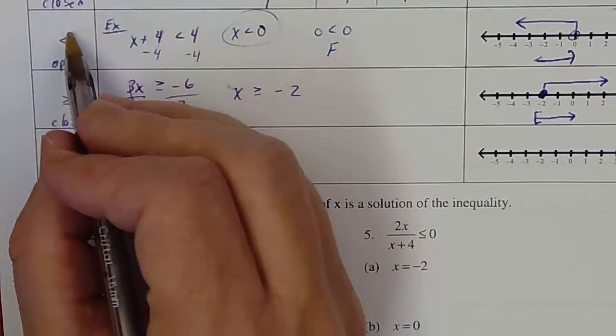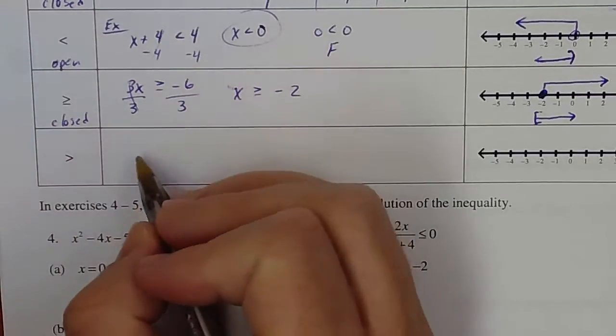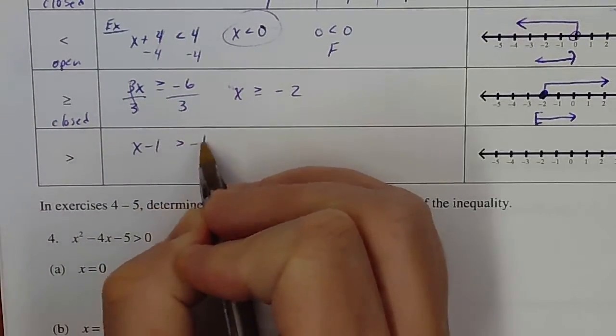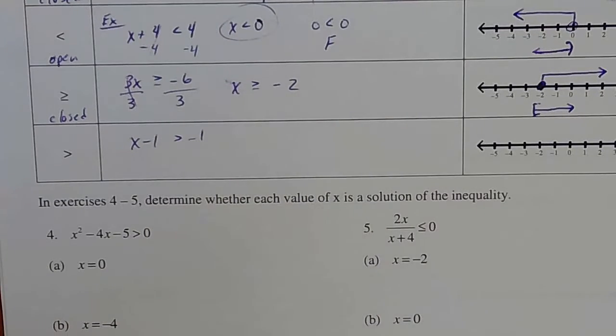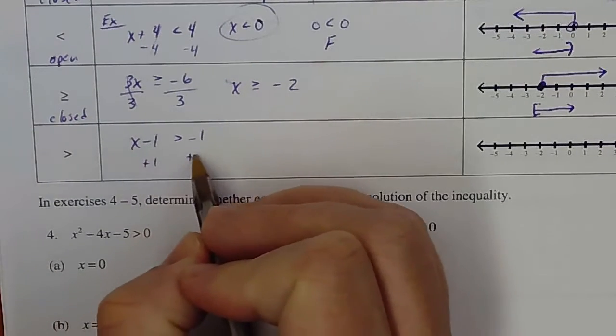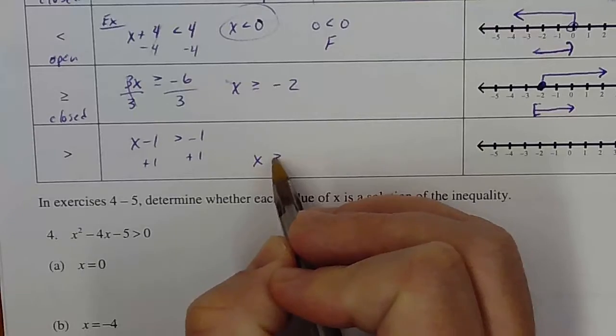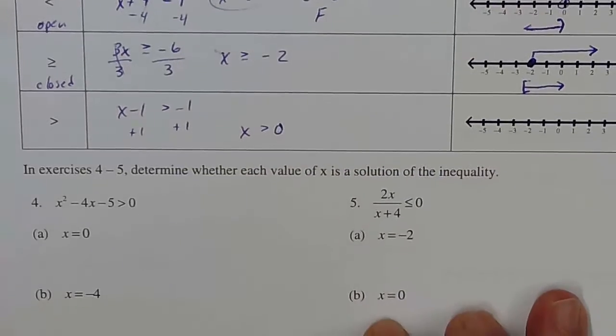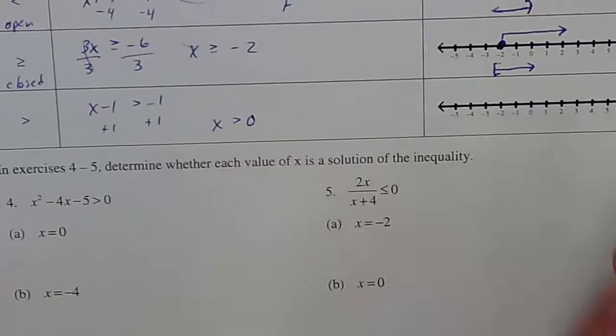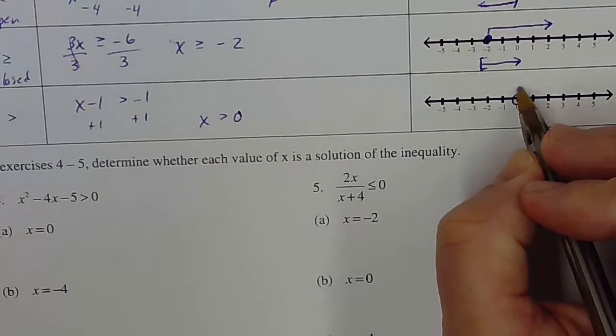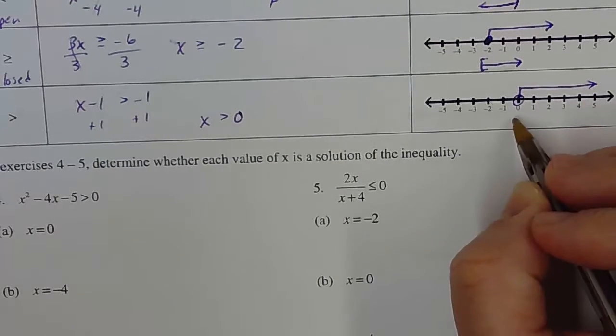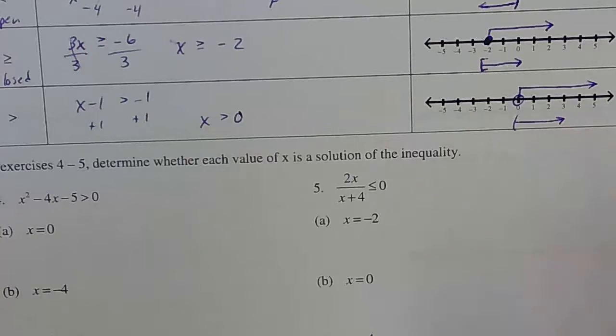So now we've got less than and then two greater thans. x minus 1 is greater than negative 1. So if I add 1 to both sides, we get x is greater than 0. Okay, this should be open again. There's no line underneath. So greater than 0 is this way, or parentheses this way.